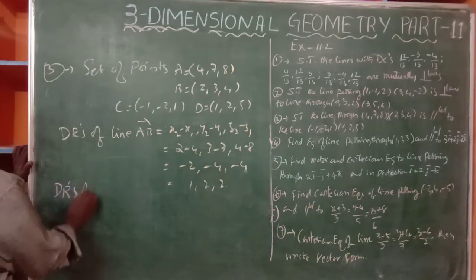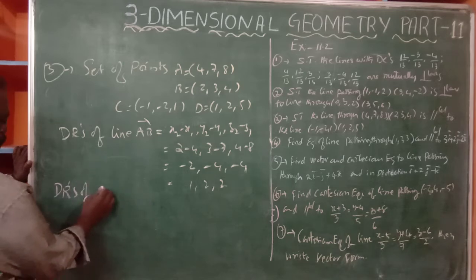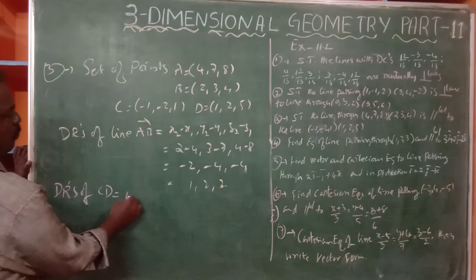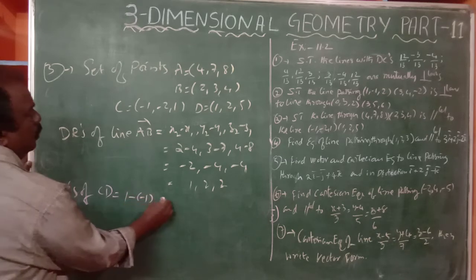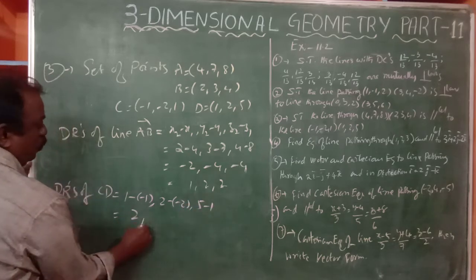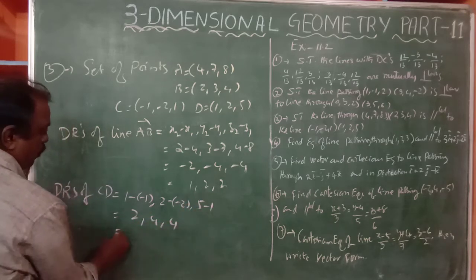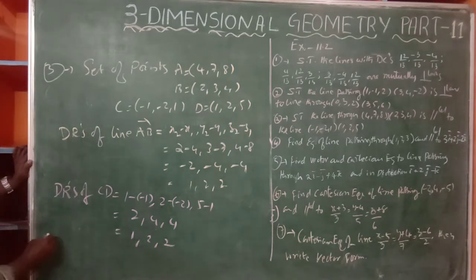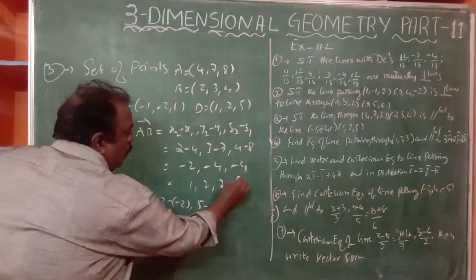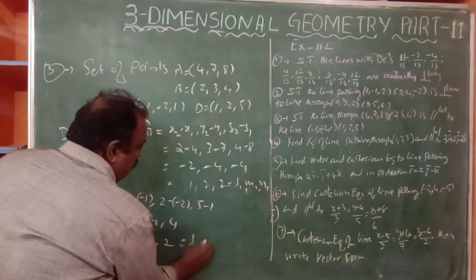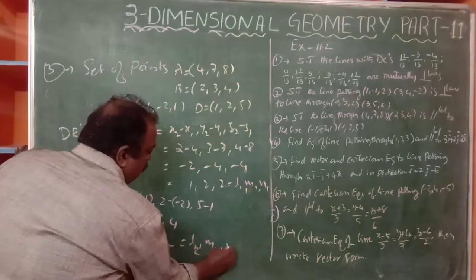Similarly, direction ratios of CD: 1 minus of minus 1, 2 minus of minus 2, 5 minus 1. This is 2, 4 and 4. It is also 1, 2, 2. Say the first is L1, M1, N1, and it is also L2, M2, N2.